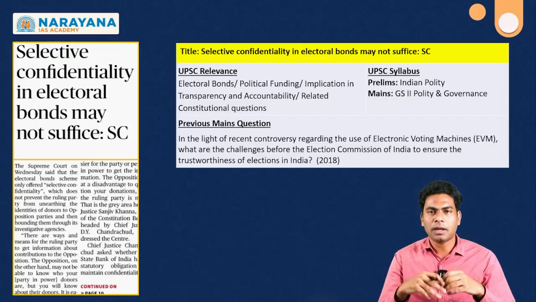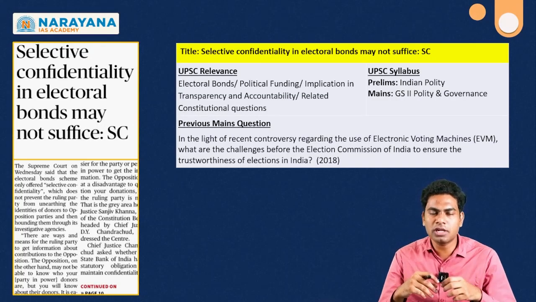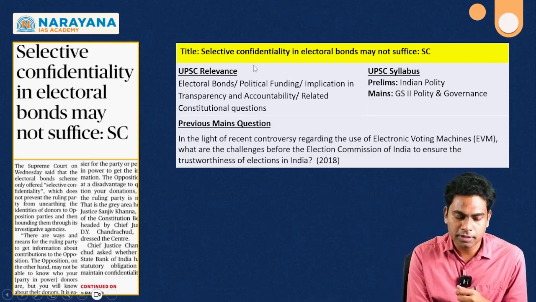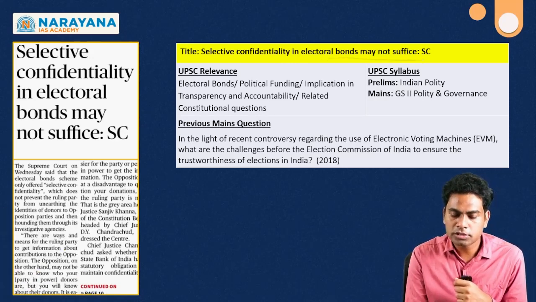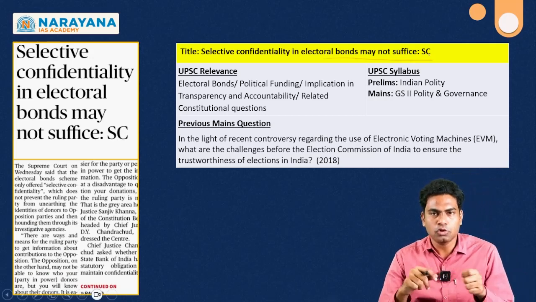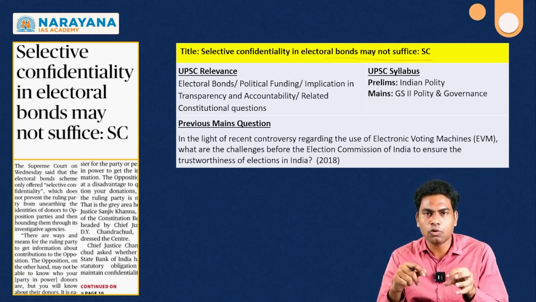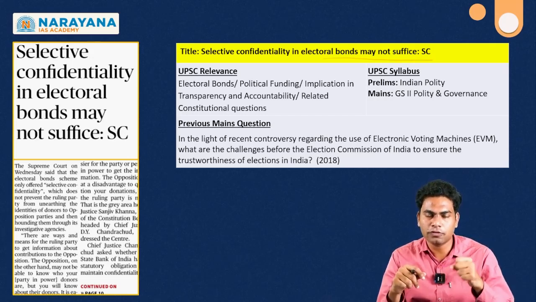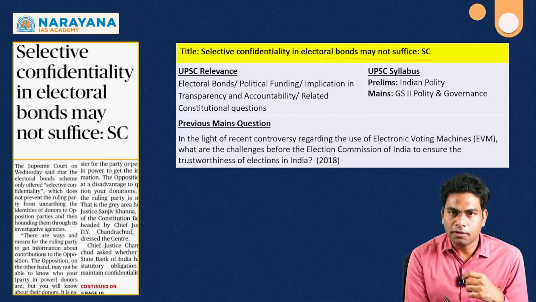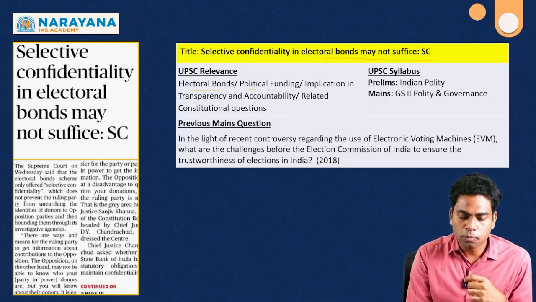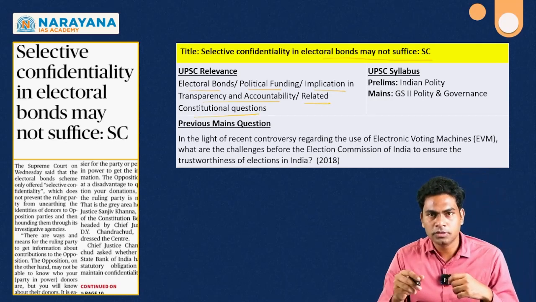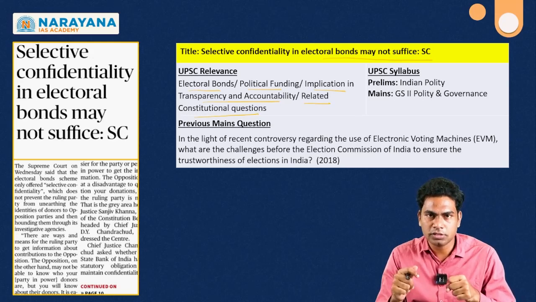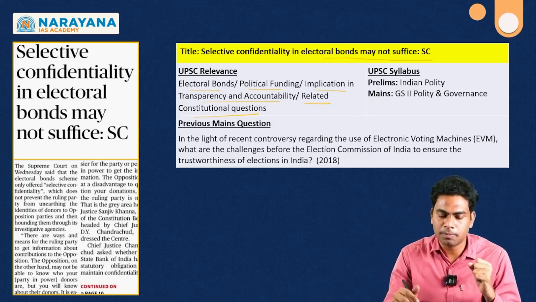Okay. Coming to the second article, it is about the constitutional validity of electoral bonds. It goes by the title in the newspaper, Selective Confidentiality in Electoral Bonds May Not Suffice. Presently there are case proceedings going on with regard to the constitutional validity of the electoral bonds. The relevance of the topic is electoral bonds, political funding, implications for transparency and accountability, and related constitutional questions. You will be able to answer these questions once this article has been dealt with in detail.